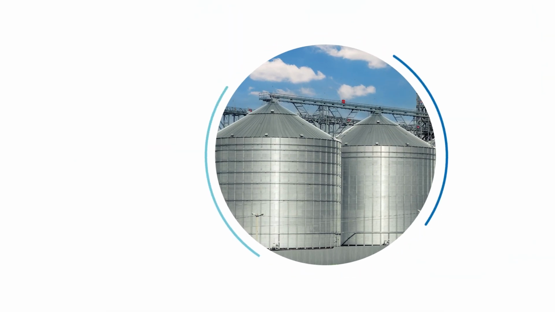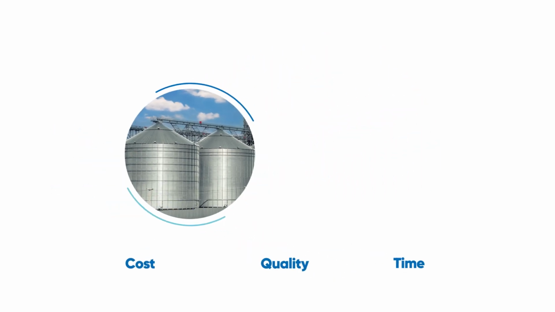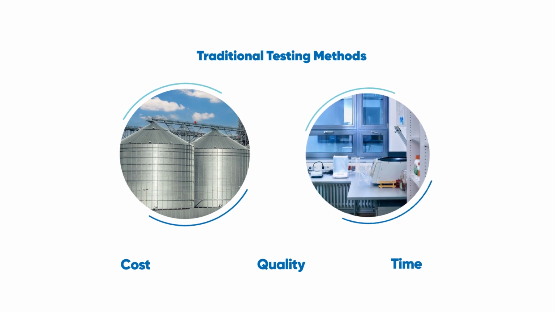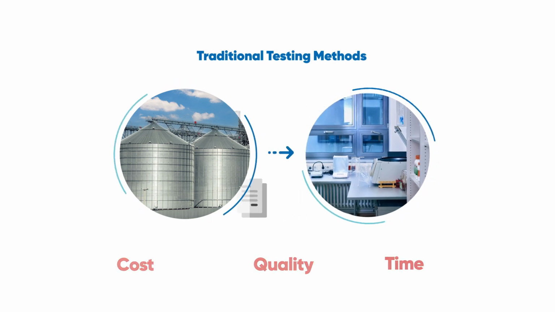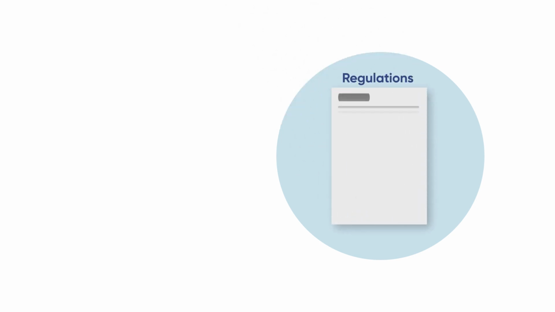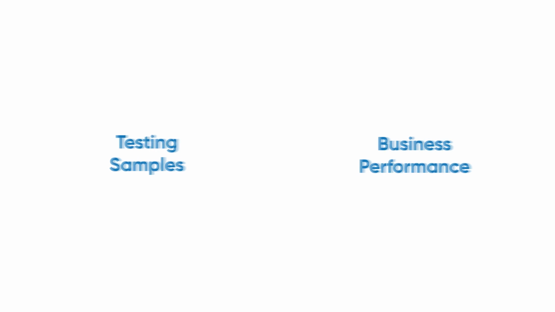When it comes to feed production, cost, quality, and time are everything. But relying on traditional testing and analysis methods can be expensive, error-prone, and time-consuming, leading to inconsistencies in feed quality and increased costs. In addition, compliance with new regulations requires feed producers to upgrade the current practices for testing, record keeping, and supply chain management.